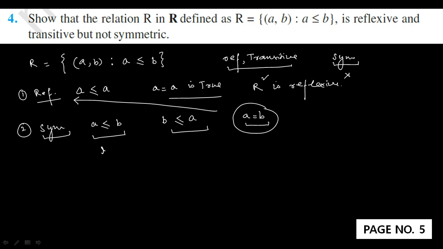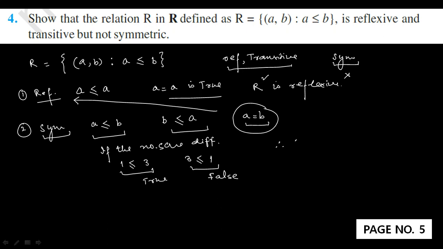If the numbers are different, then what will happen? Suppose I am talking about 1 less than equal to 3, then how can I write 3 less than equal to 1? This one is true. Suppose this one is true. And what about the second condition? This one is false. Therefore, R is not symmetric.